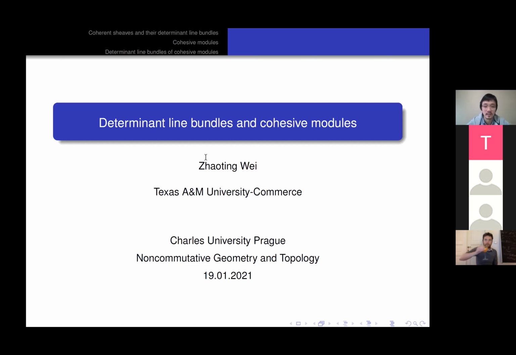For the outline, first we'll talk about coherent sheaves and their determinant line bundles. That is in the framework of commutative geometry. The second part is cohesive modules, which maybe some of you have heard of. That's the non-commutative framework for the study of coherent sheaves. And the last part is how to define and study determinant line bundles in the framework of cohesive modules.